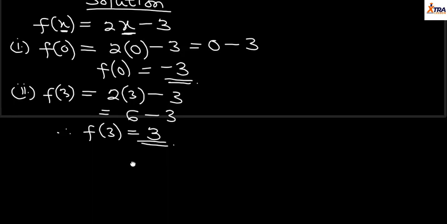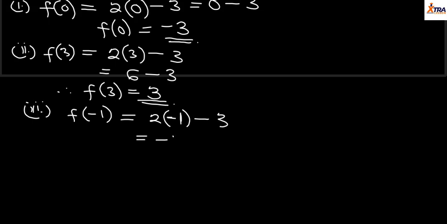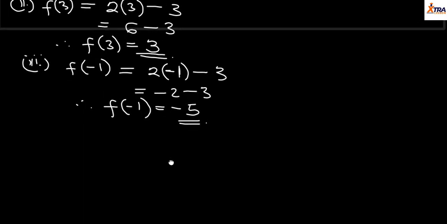For the third example, I have f of minus 1. The same thing is what I do here. Simply substitute my minus 1 for x in the equation, and then I simplify. I have 2 times minus 1 here, giving me minus 2 minus 3, ultimately giving me minus 5.